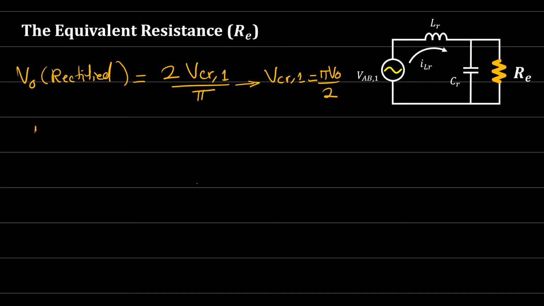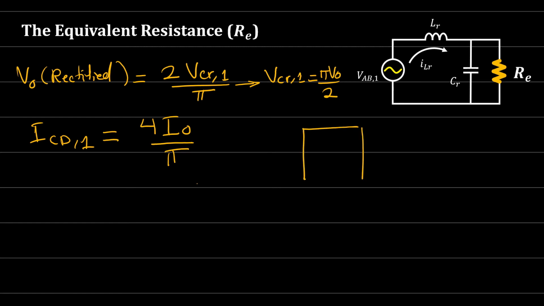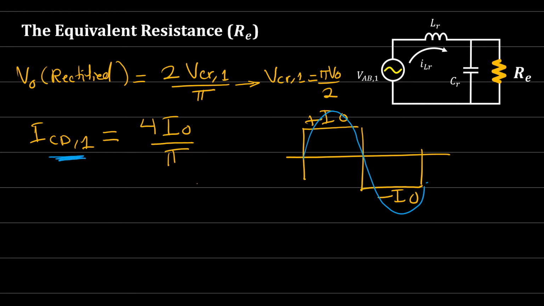Same thing here: ICD, the first harmonic, is equal to how much? 4 I out over pi. Now we said I out is plus I out and minus I out, so the first harmonic is equal to how much? The first harmonic is 4 I out over pi.